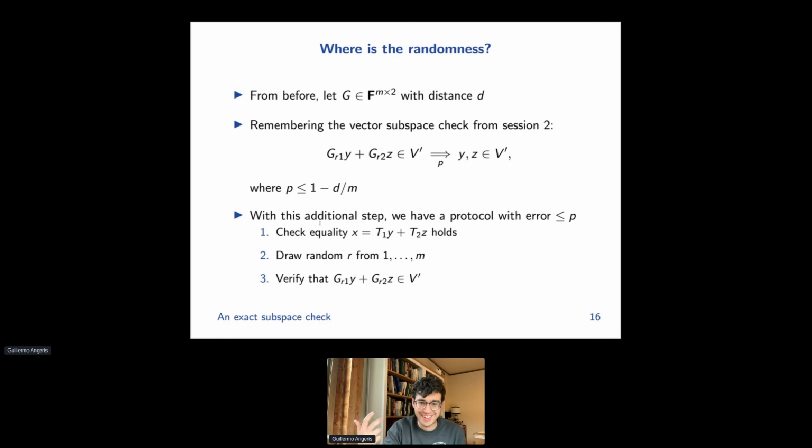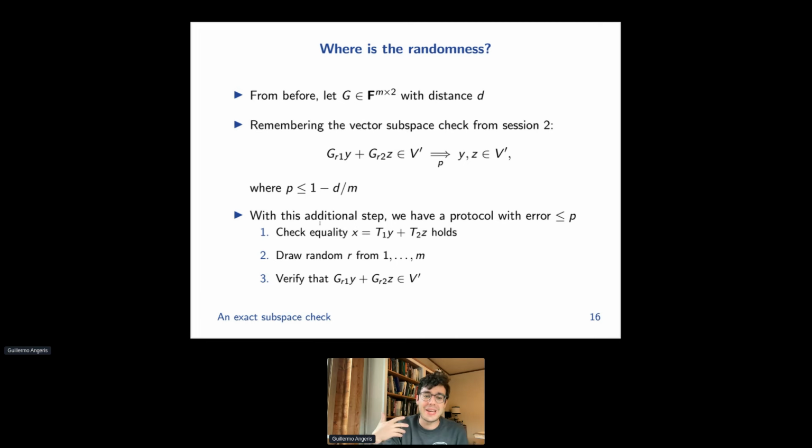in order to check that the two elements, y and z, belong in V prime, it suffices to check that this structured random linear combination of y and z themselves belongs in V prime. So if this random linear combination of these two vectors belongs in V prime, then we know that the original two vectors belong in V prime as well, with high probability. It might not always be true, but it's generally going to be true.